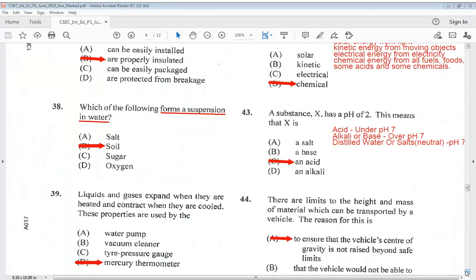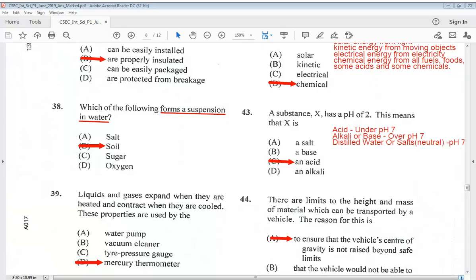43. A substance X has a pH of 2. This means that X is, the answer is C, an acid. We know acid is under pH of 7. Alkali or base is over pH 7. Distilled water or salts or neutral is pH 7.